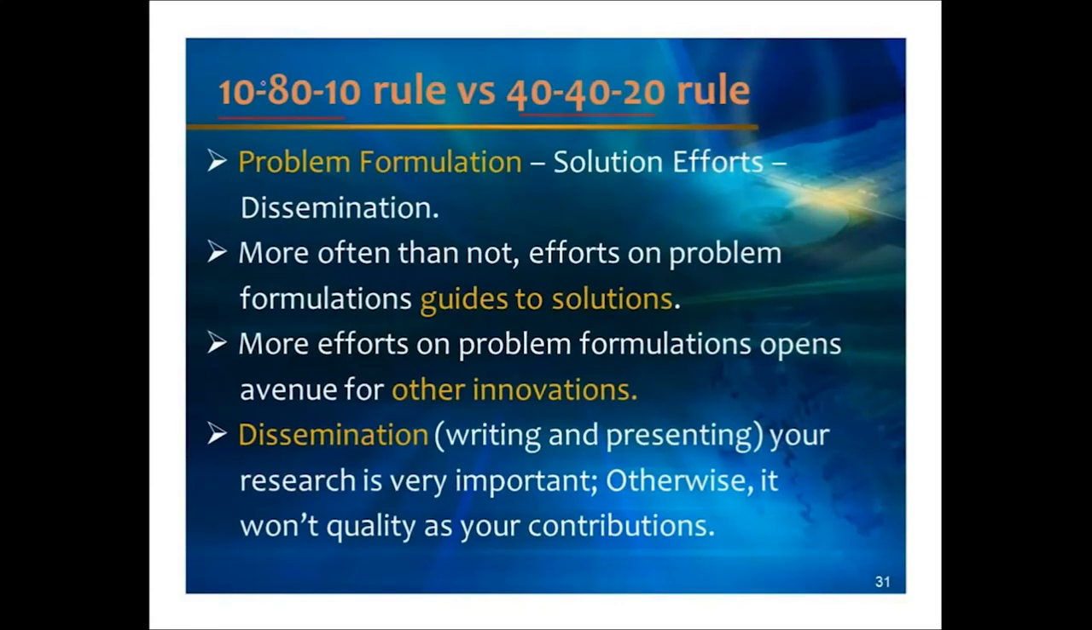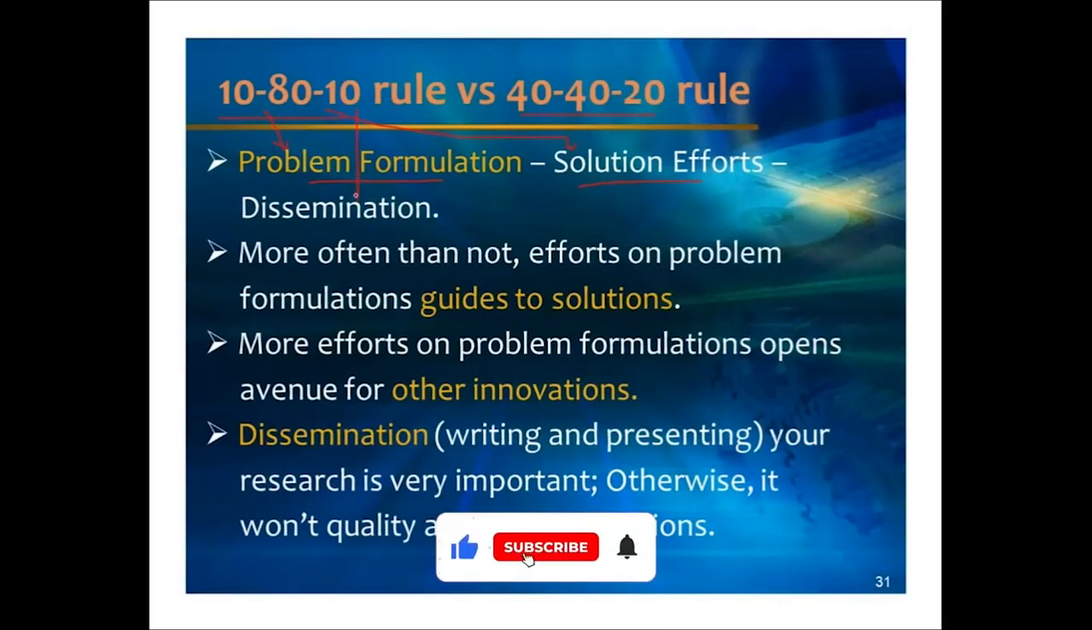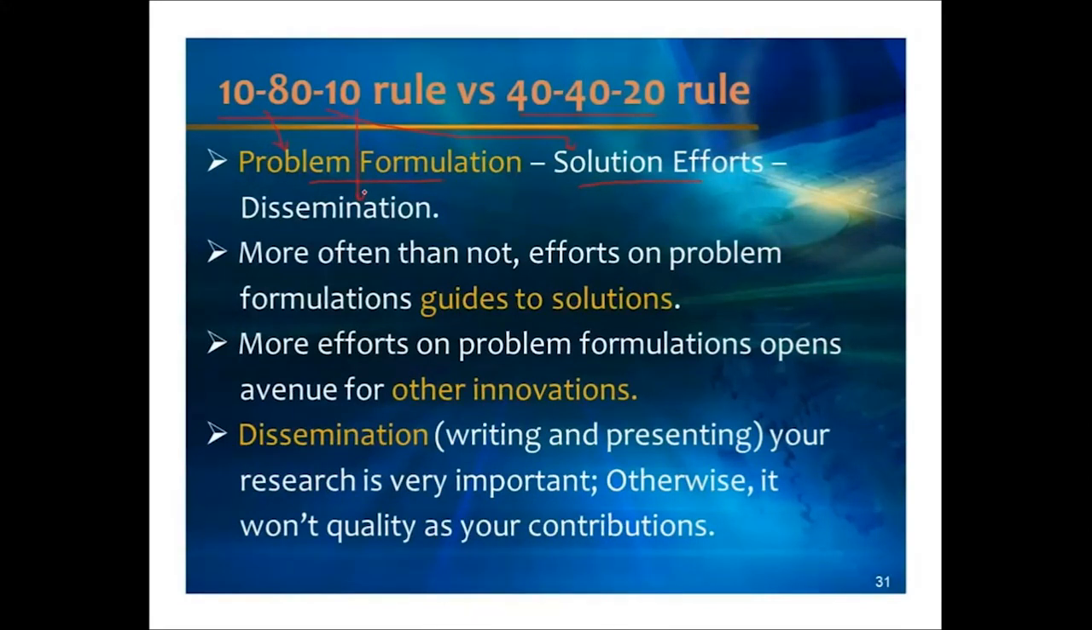So 10 80 10 is one rule versus 40 40 20. The meaning of this is how much effort I need to put into formulating the problem. Formulating the problem takes 10% of your effort, for the survey or formulation. Now, how much effort do I need to put in to get the solution? 80% of the effort should be on the solution. And dissemination, meaning how we validate, how we make a report, and how we verify whether it is a correct solution or not, is 10% of the effort. More effort on problem formulation does not guide you to the solution.